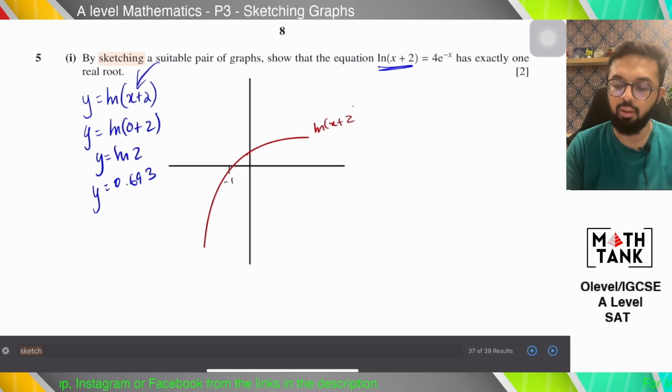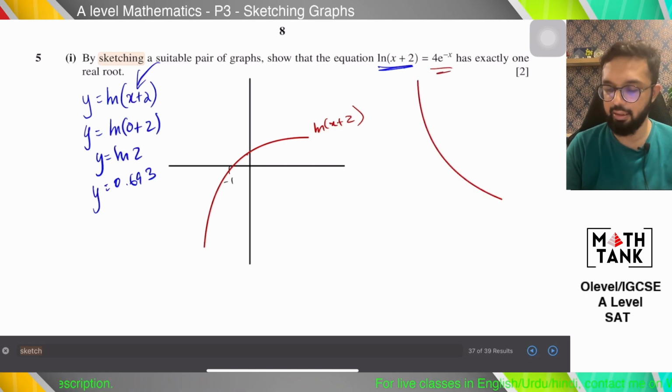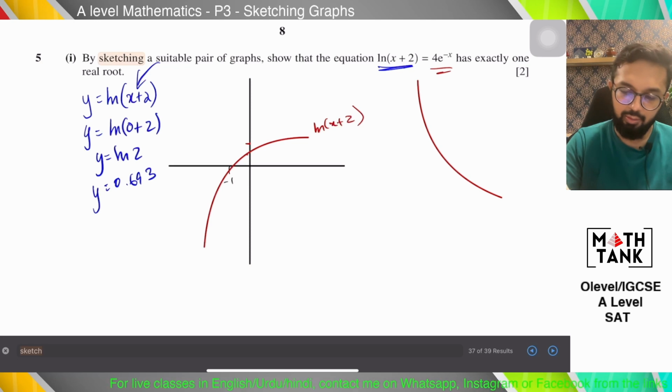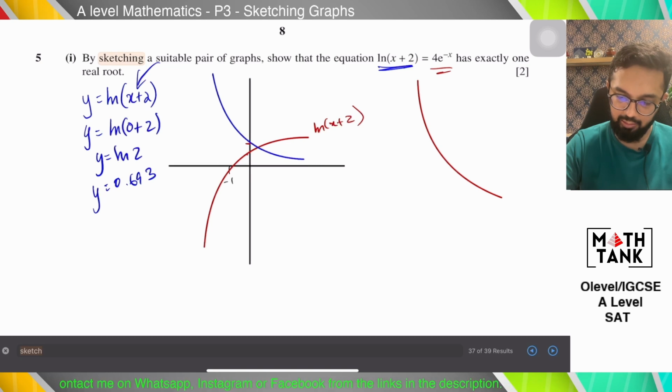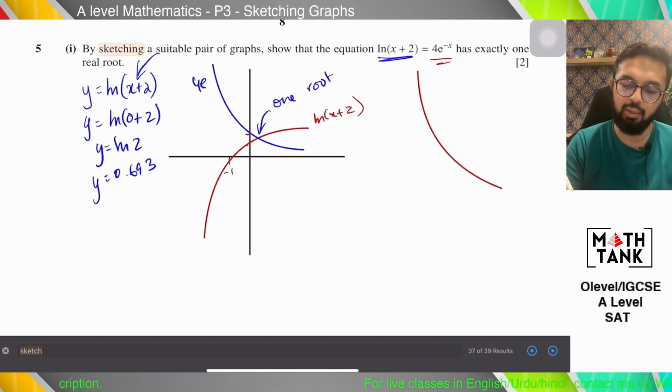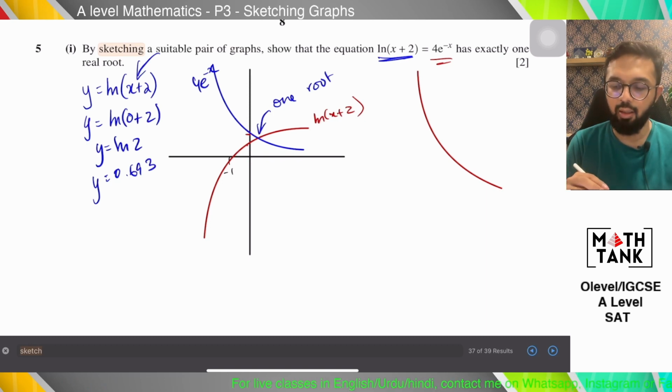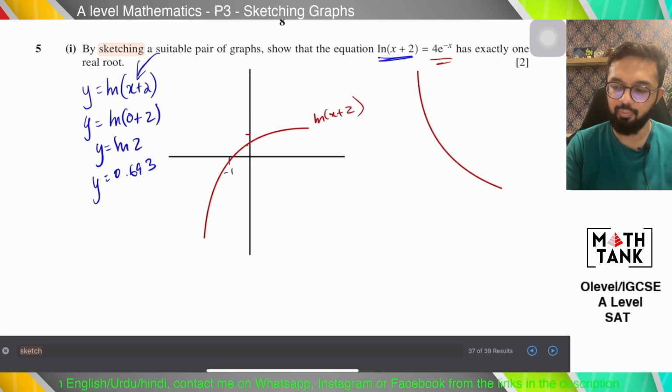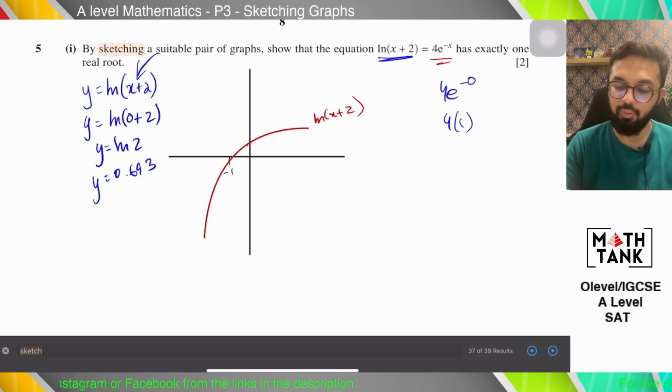You should also try to label the intercepts. For 4e to the power minus x, e to the power minus x looks like that. Okay, 4e to the power minus x is just going to be a little bit steeper. So it's going to come down from there and then intersect that graph here. Okay, so I'm going to say one root, one intersection point, or one root. So that's 4e to the power minus x. I don't need to do anything else. In fact, there's one mistake here. 4e to the power minus 0, so its y-intercept is going to be at 4.